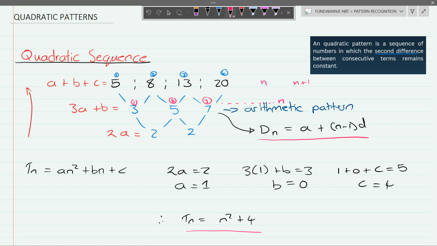So yeah, you should be aware of that dual nature of the quadratic sequence, that yes, it's quadratic, but at the same time it contains elements of linearity. So we have some arithmetic patterns going on.